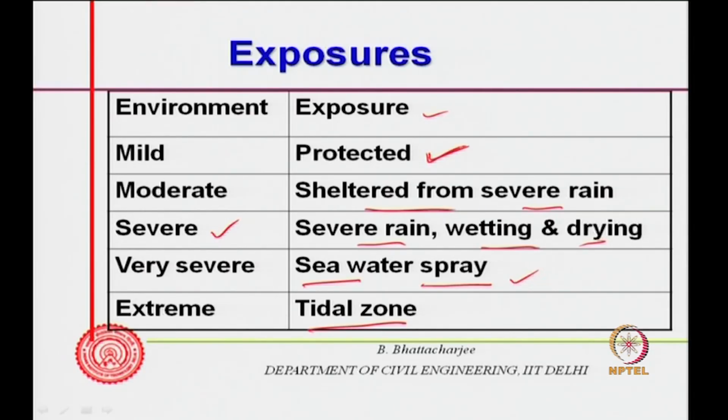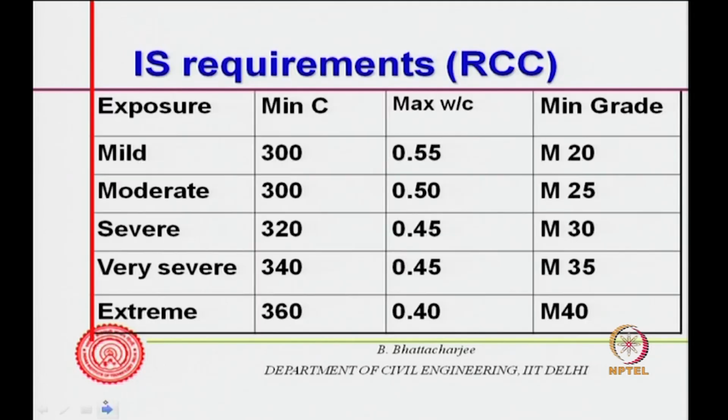Protected is within a space where humidity is not very high, within the building, etc. Sheltered from severe rain means it may be exposed to rain, but not severe rain. For example, a northeast exposed column will be exposed to severe rain. Wetting and drying is a scenario, but even in composite monsoon climate some columns are exposed to wetting and drying, though not for a long spell. It depends upon the climatic situation: Delhi is composite monsoon climate, and the northeast is warm humid climate. This is the classification; details you can have in the code itself.